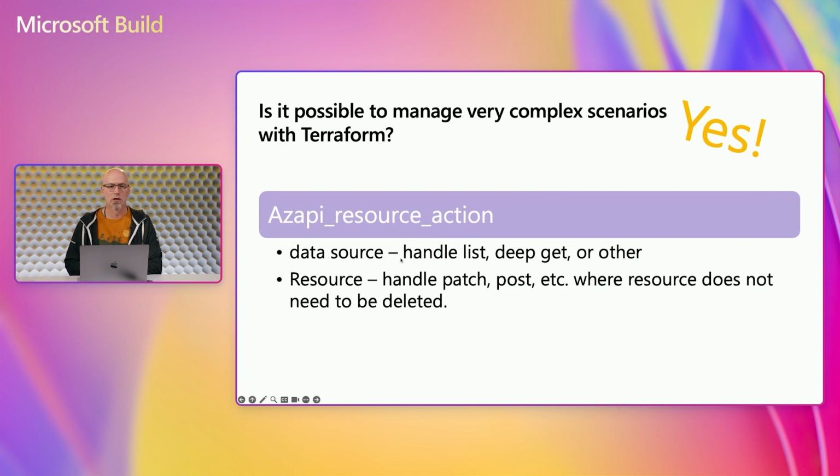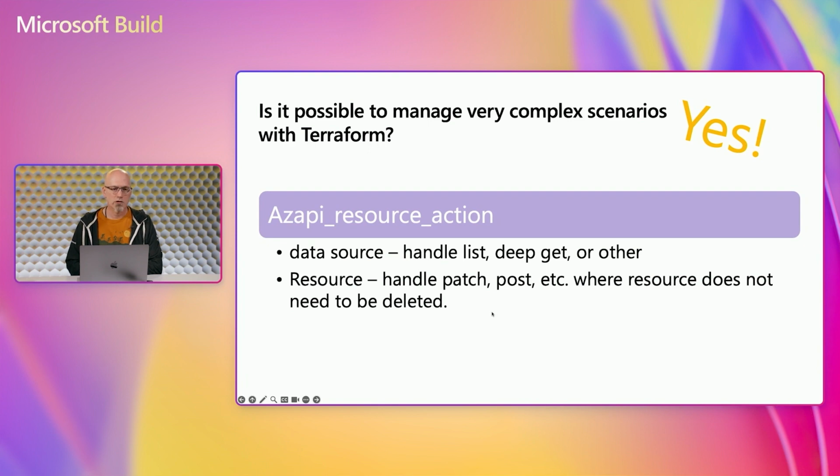We have two different resources that are interesting. We have a data source that allows you to do a list. So if you want to get all of the VMs in a resource group or something like that, you can use the data source, or you can do deep gets and other things with that. So it gives you some real flexibility to add functionality to your configuration. And then you can feed that information back into the AzAPI resource or AzureRM resources as needed.